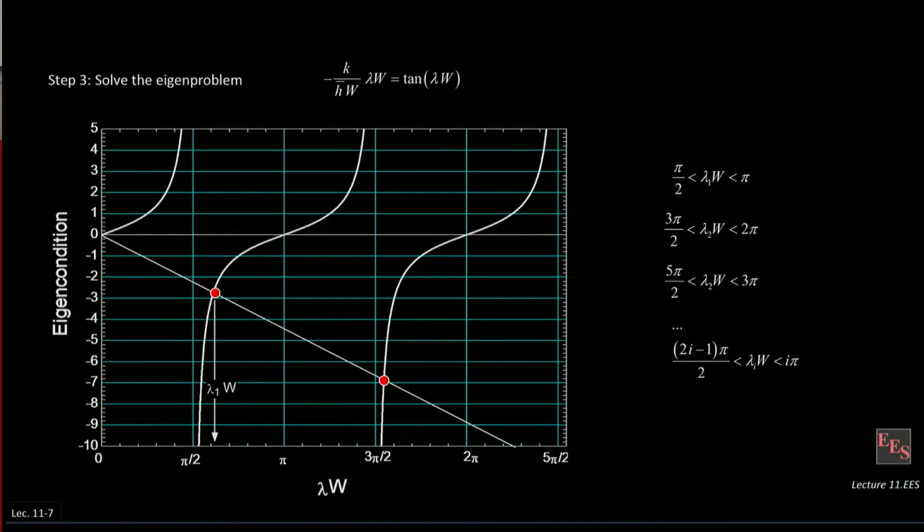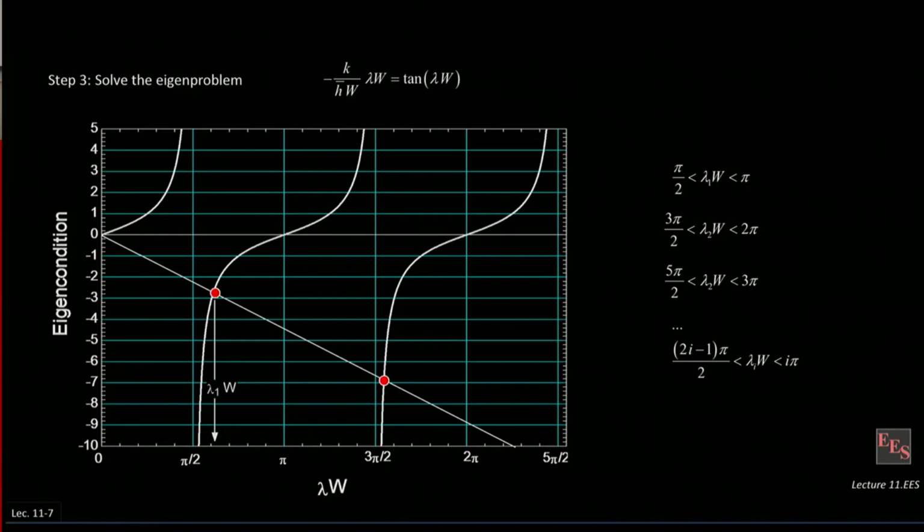So here, in this example, we've taken the left-hand side, minus k over h w times lambda w, and plotted it. It's just plotted as a function of lambda w, which is what we're using to solve. So this is just a negative linear equation, right? Starting, it intersects at 0 and just goes down. On the right-hand side, we have tangent of lambda w. So if you plot that, you get these curves here, right? The tangent curve. Where those intersect is the eigenvalues, right? Or it's the eigenvalue times w.